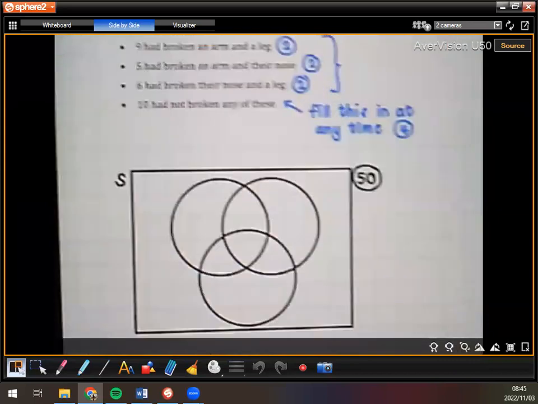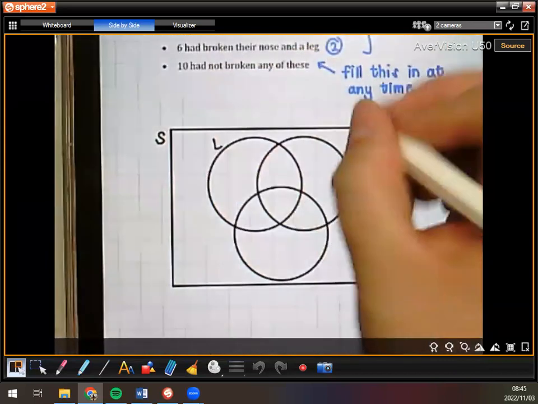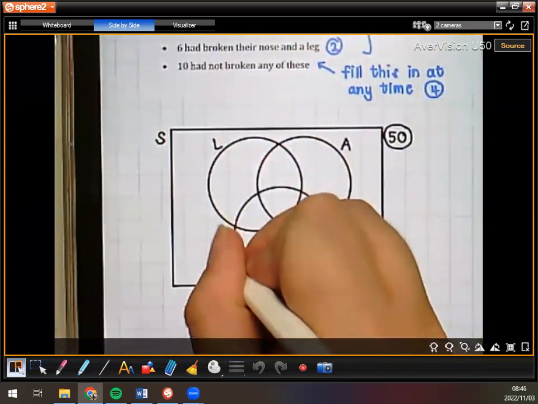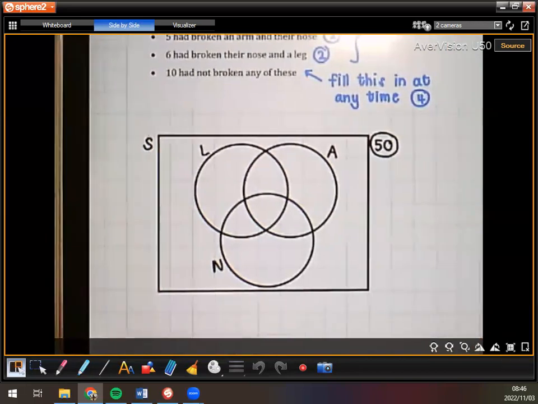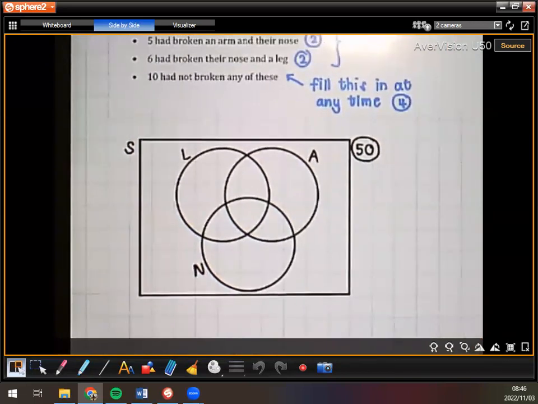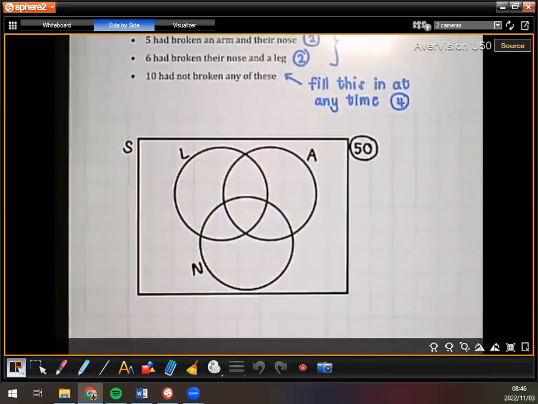All right, what do we have here? We have leg, arm, and nose. It doesn't matter. Yeah, so you're going to have to have your wits about you now.